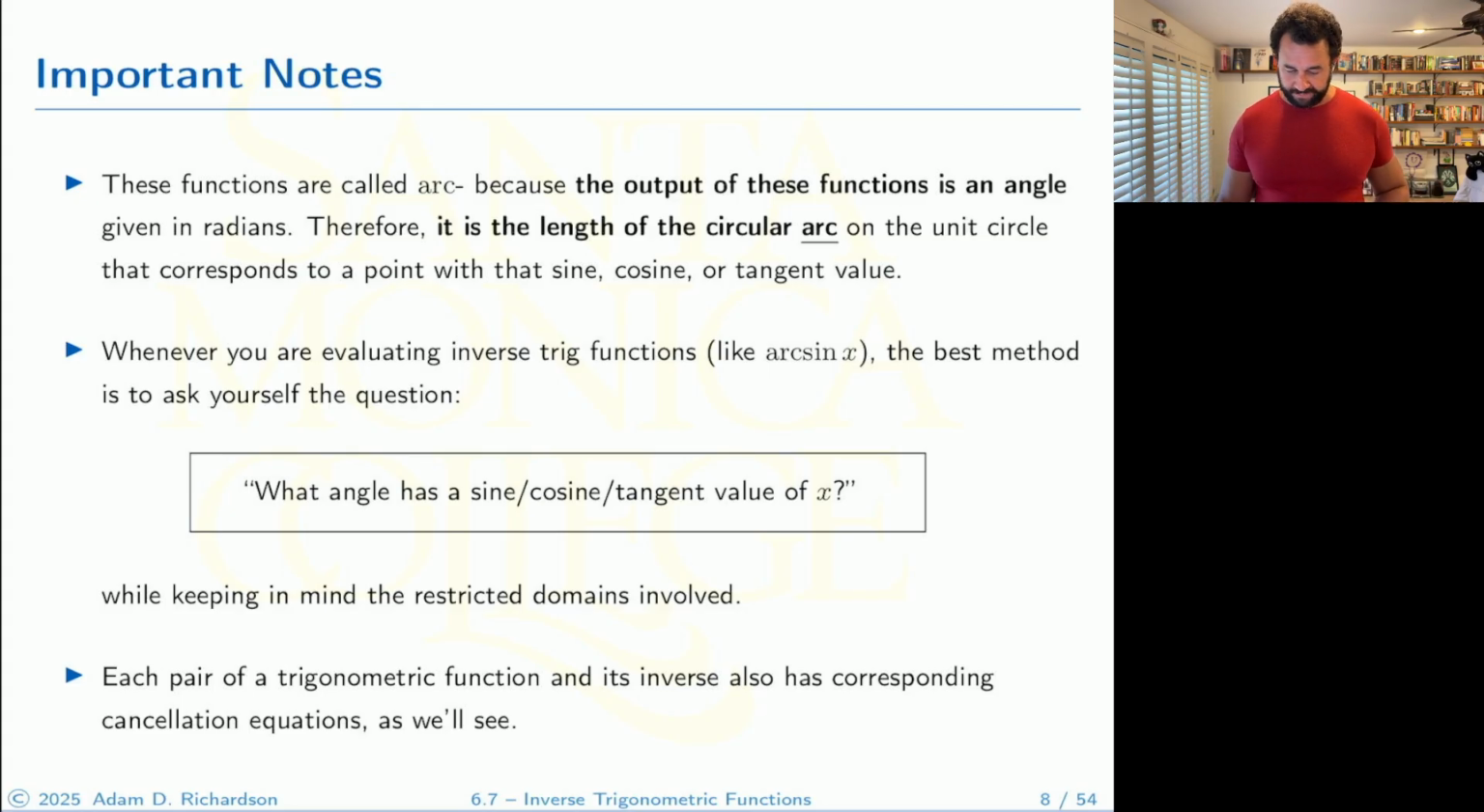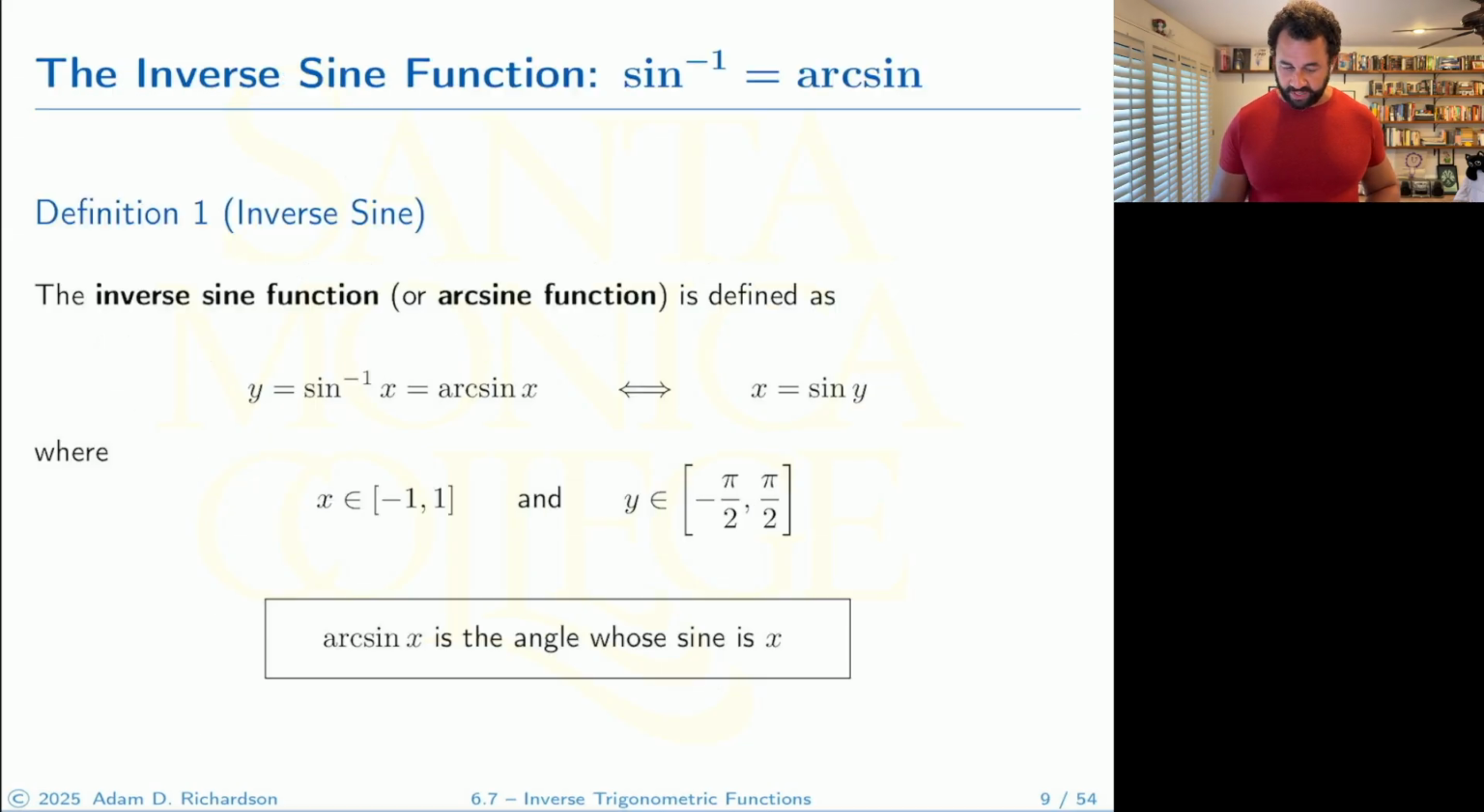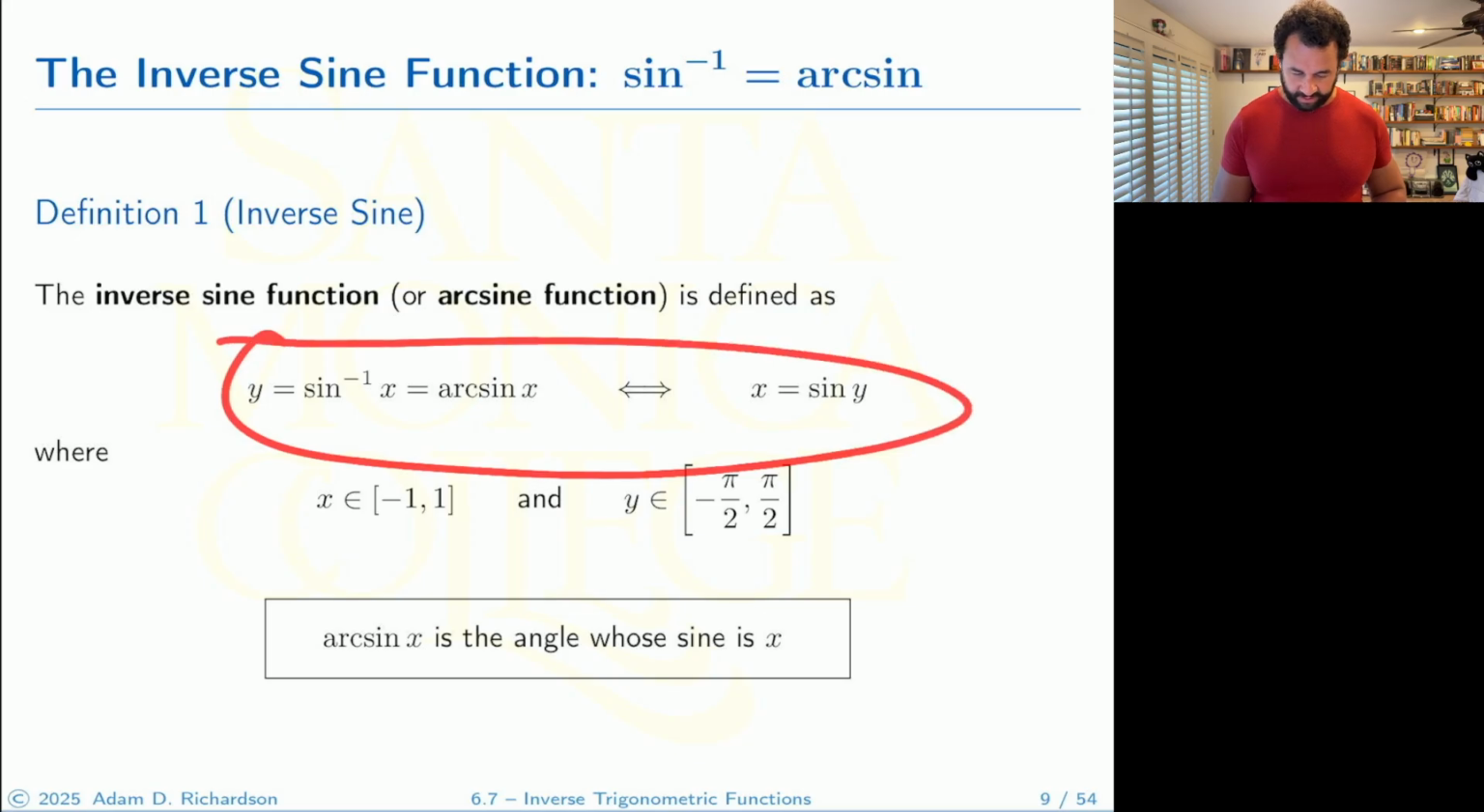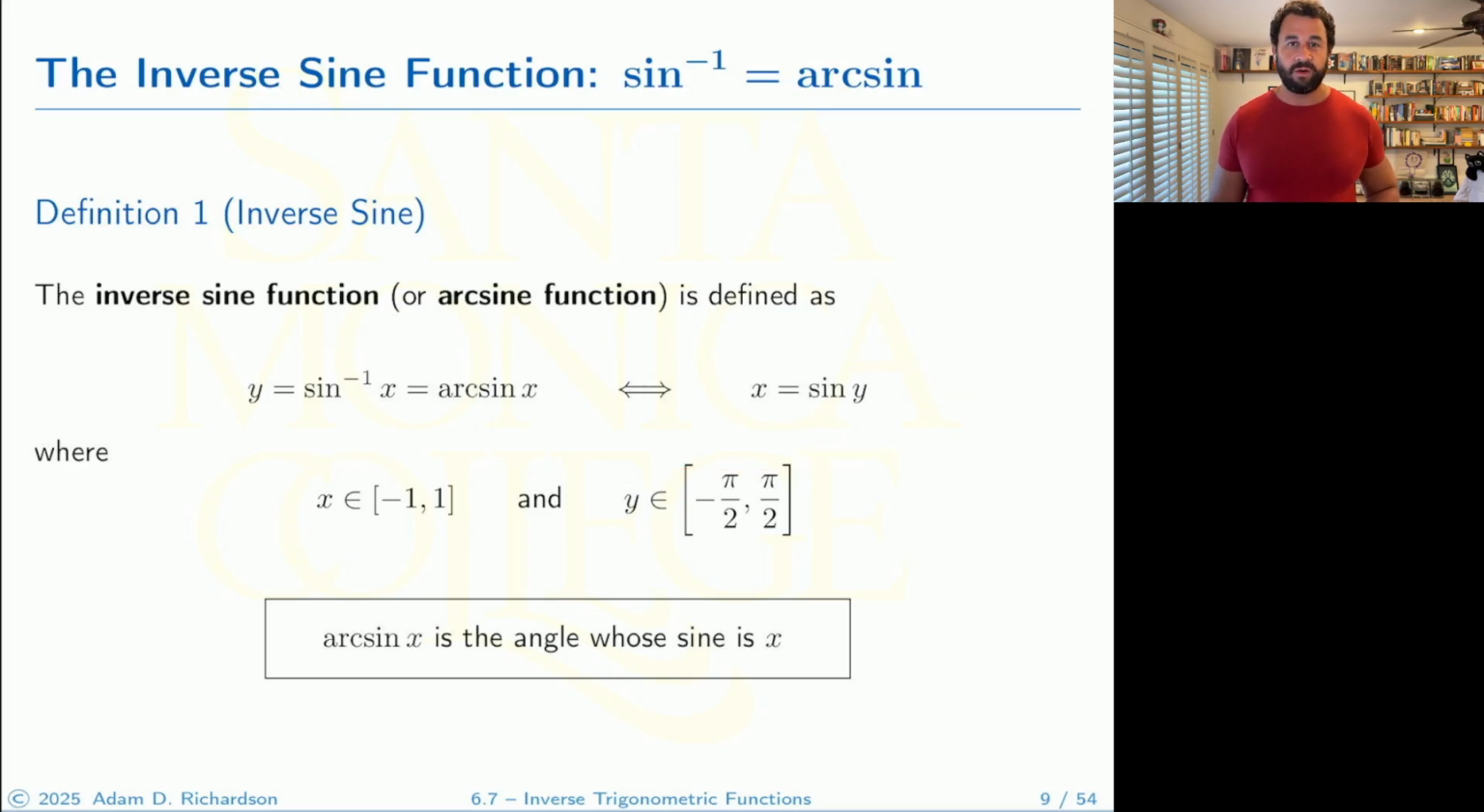All right. The other thing is each pair of a trig function and its inverse has corresponding cancellation equations. You might remember from when we talked about inverse functions previously, there are associated cancellation equations as well. So we'll go through those and I'll list them out and we'll do a couple examples along the way. Okay, now let's jump onto the inverse sine function. We'll start there. The inverse sine function is defined in this way. Might look a little bit familiar. It's like what we saw when we talked about exponentials and logarithms. We say that y is equal to arcsine of x if and only if x is equal to sine of y.